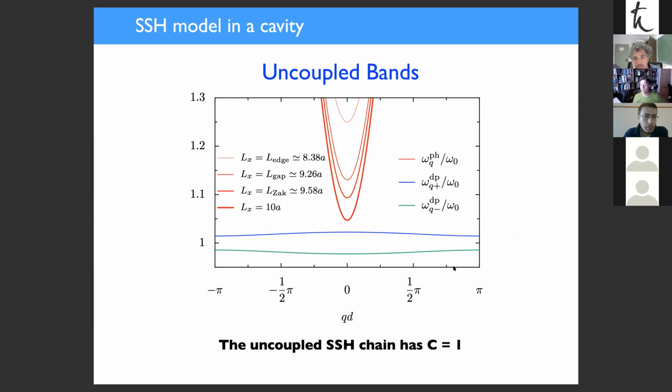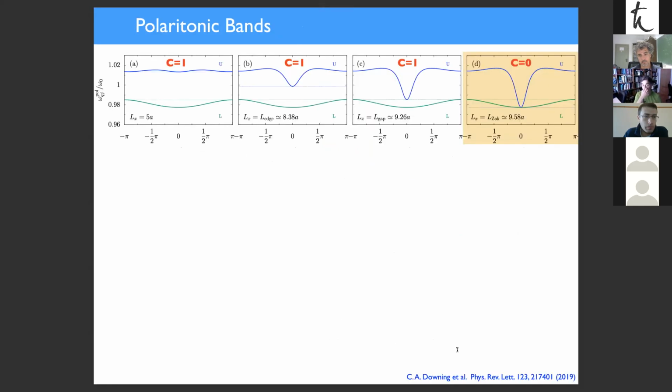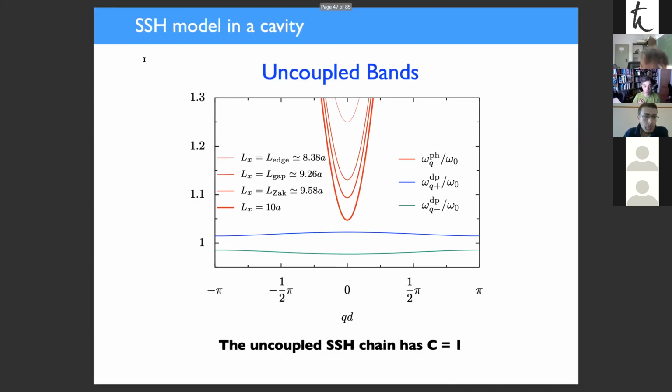We are going to consider the situation when the Chern number is 1. So this is the condition where, for the uncoupled chain and the photonic mode, there would be some edge state in the chain due to the bulk-edge correspondence. So this is what happens when we increase the thickness of the waveguide. Here is a zoom of this region. Okay, so we are very, very close to the SSH bands.